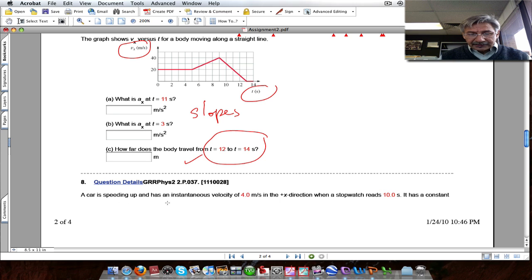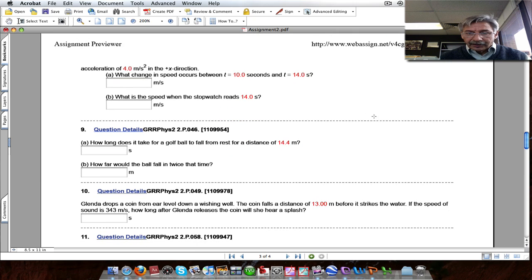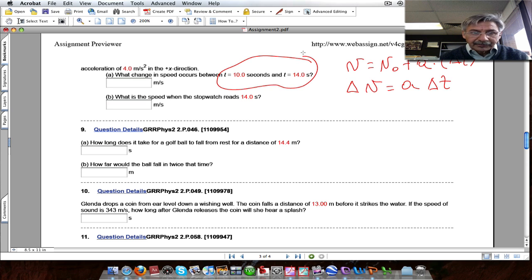This is a car that is speeding up and it has an instantaneous velocity at a particular time. So these will be again something of this nature, and so the change in velocity is always the acceleration times the change in time. So you have the change in time and you have the acceleration, then you are supposed to have the change in the velocity. And then to read the velocity at a particular time, you probably just can do it from here.